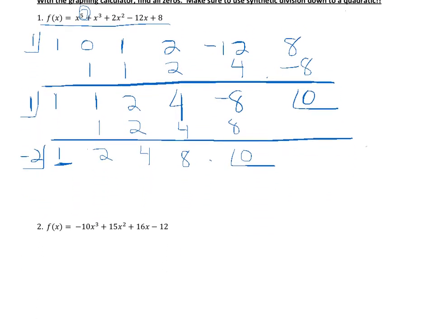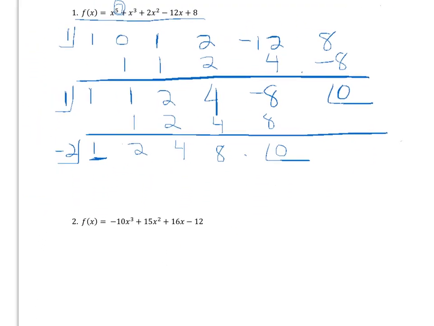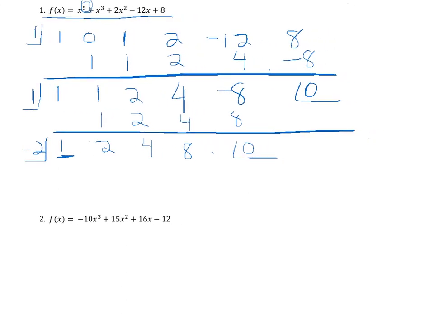Okay, let's move this up. Okay, and I should get remainder of 0 again. So I bring down the 1. -2 times 1 is -2. I add these. 2 plus -2 is 0. 0 times -2 is 0. 4 plus 0 is 4. 4 times -2 is -8. So there it is. My remainder is 0.